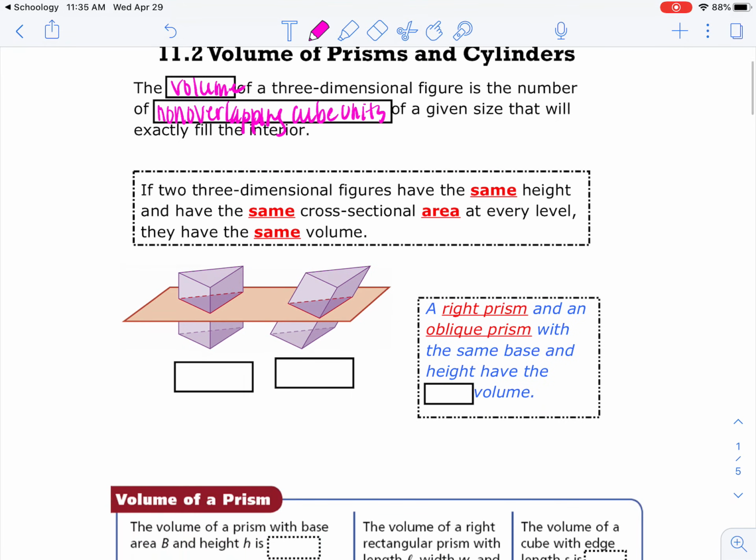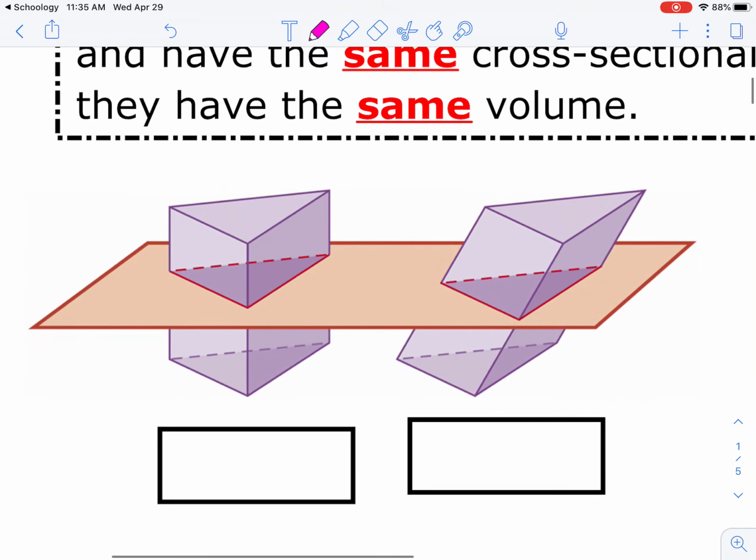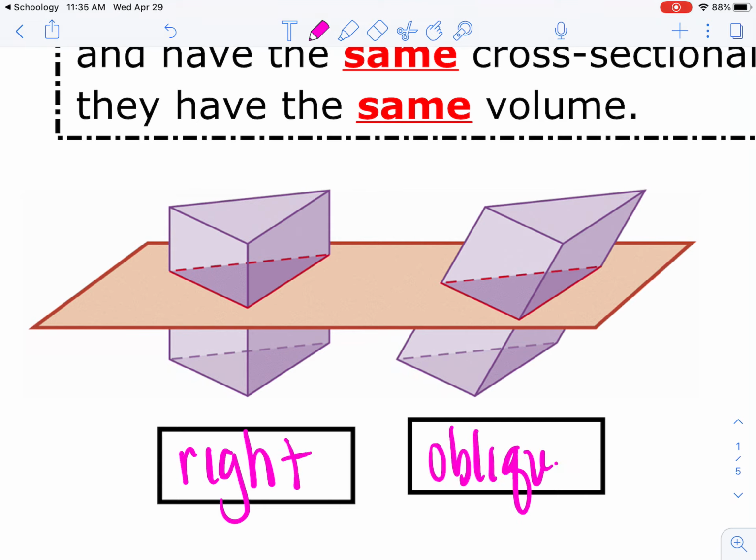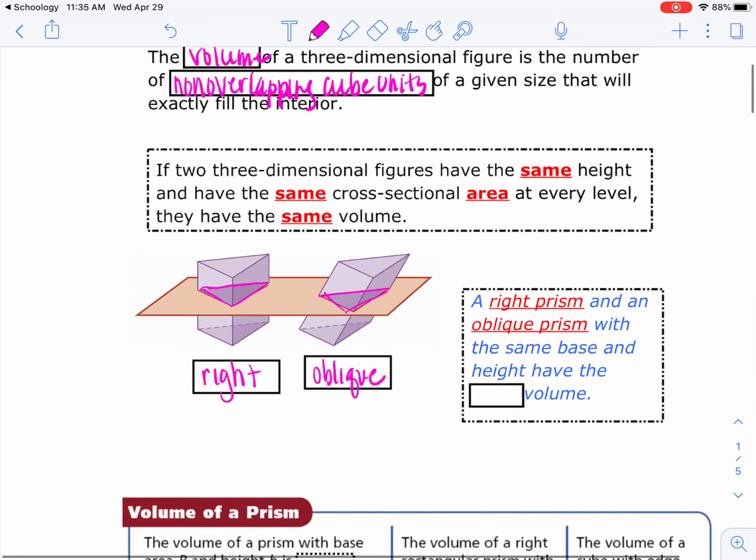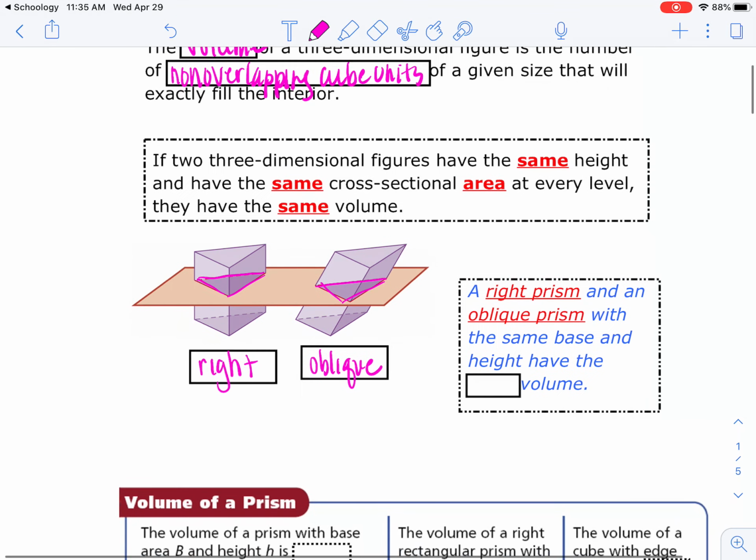So it says if two three-dimensional figures have the same height and they have the same cross-sectional area at every level, then they have the same volume. So if you look at these two figures right here, the difference between the two is that this is a right prism and this is an oblique prism. Remember I mentioned that it looks like someone knocked it over, but if you look, they have the same cross-section and the same height, so they're going to have the same volume. A right prism and an oblique prism with the same base and height have the same volume.